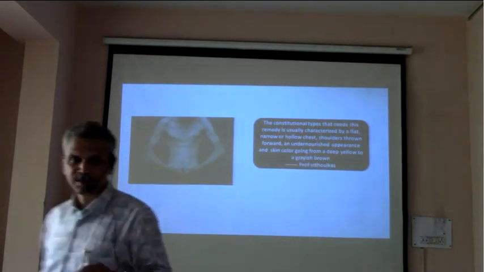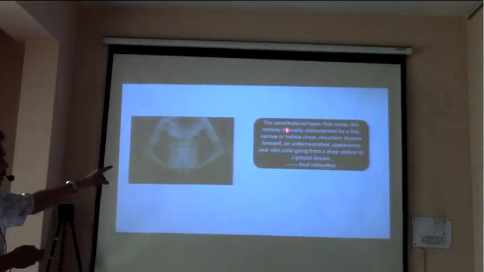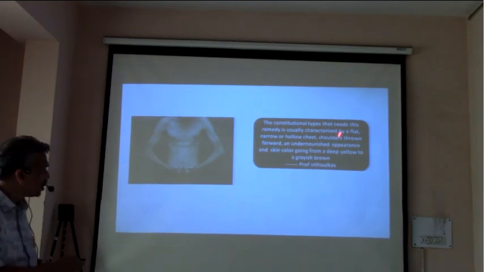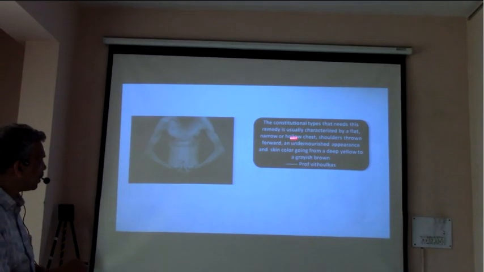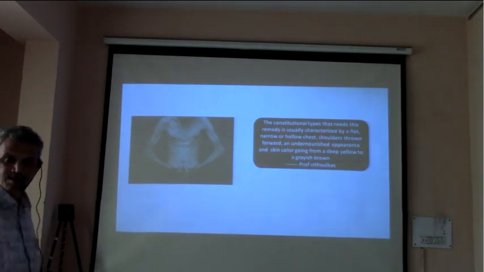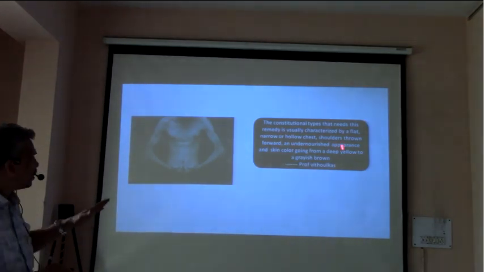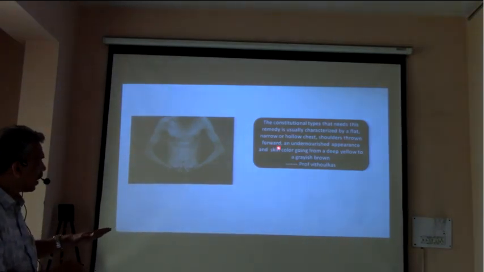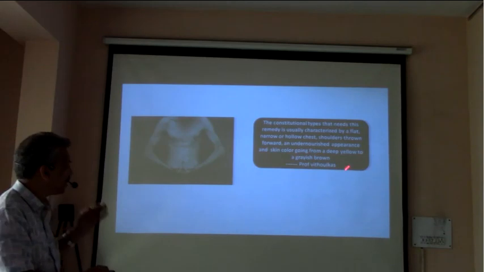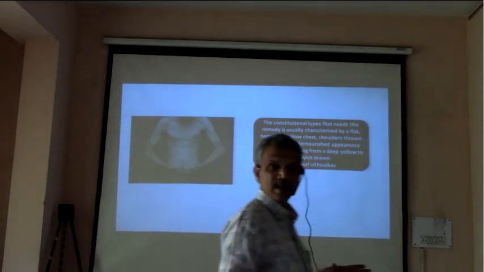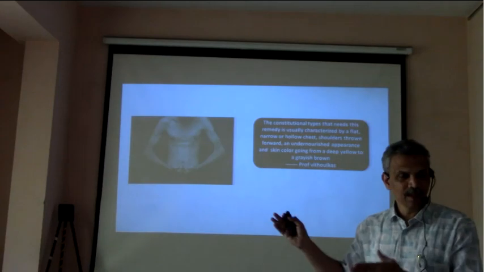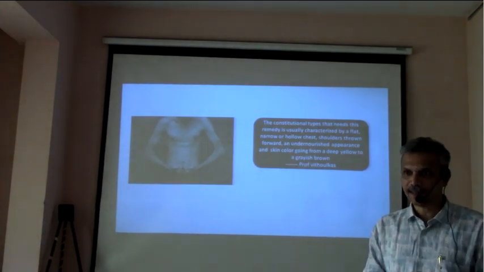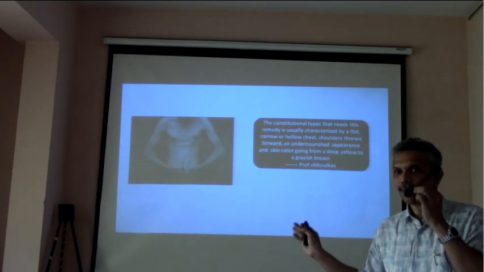Professor Vithoulkas in his Materia Medica says the constitutional type that needs this remedy is usually characterized by a flat, narrow or hollow chest. I hope it's all clear. Shoulders thrown forward, an undernourished appearance, and skin color going from a deep yellow to greyish brown. Okay, this is the typical appearance. Malnourished, undernourished, lean, thin, weak, emaciated. This is how they look.